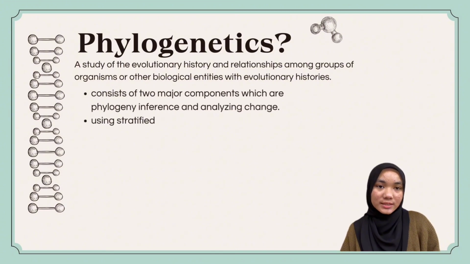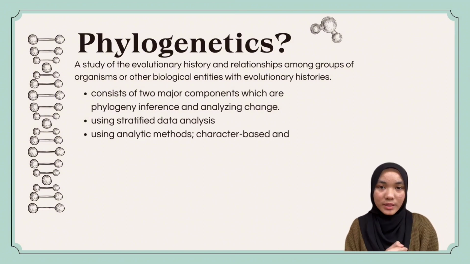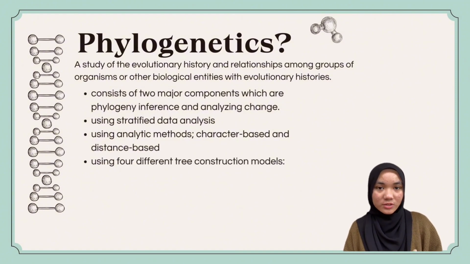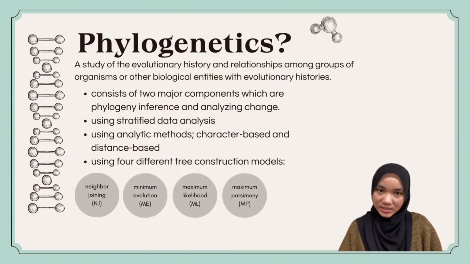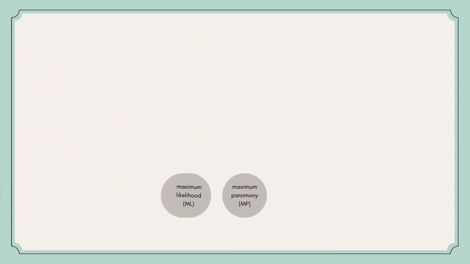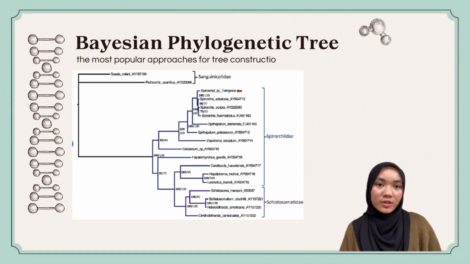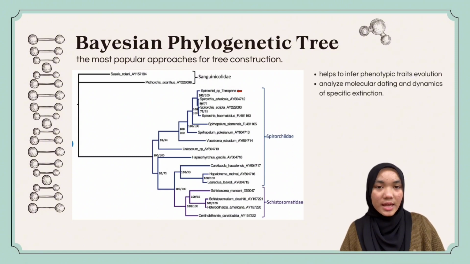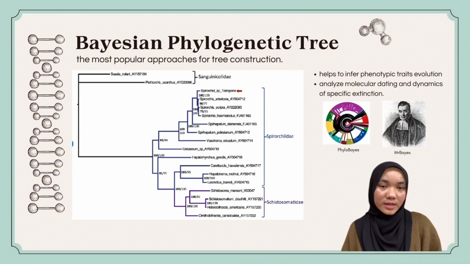By using stratified data analysis, phylogenetics has two common analytic methods that are character-based and distance-based methods. Apart from that, the analysis uses taxon sampling, which uses four different tree construction models, which are neighbor joining, minimum evolution, maximum likelihood, and maximum parsimony. For your information, Bayesian phylogenetic inference is one of the most popular approaches for tree reconstruction. This method helps to infer phylogeny and phenotypic trait evolution, uncertainty, analyze molecular dating, and dynamics of species extinction. Examples of software used are MrBayes and PhyloBayes as stated above.